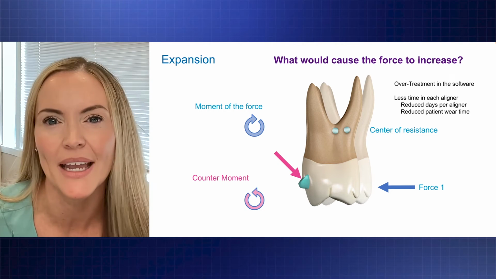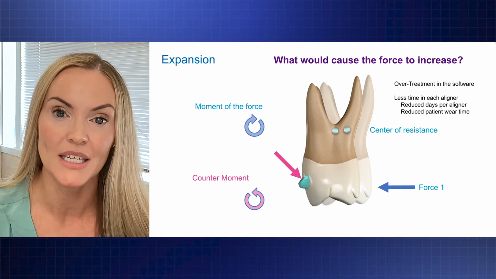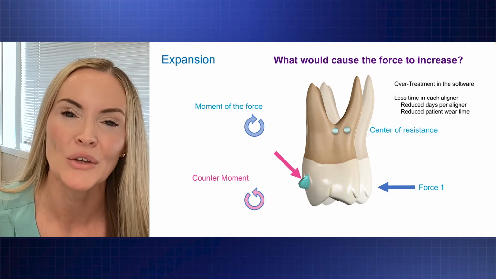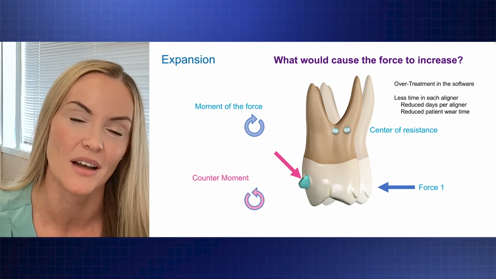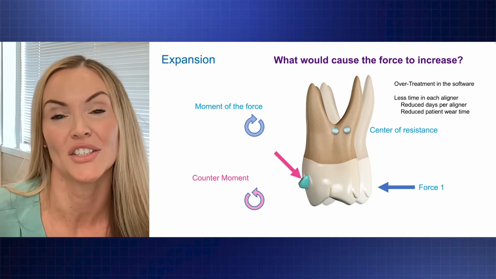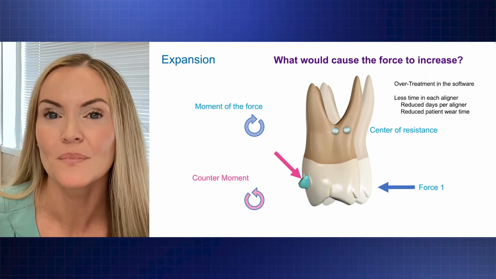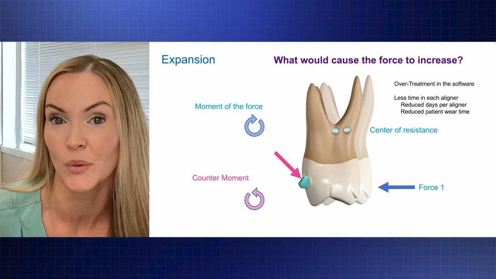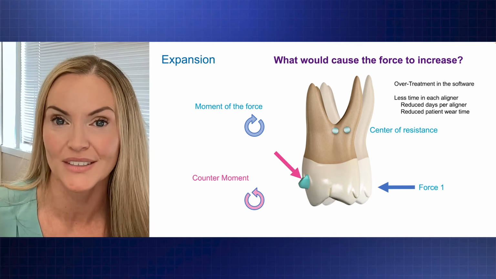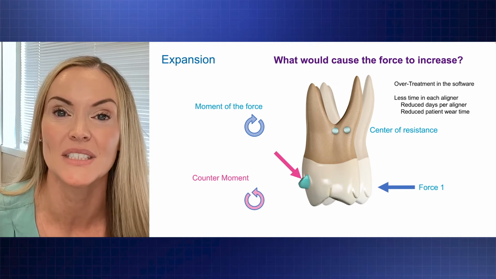So what kinds of things might cause the force from the lingual to increase, to be too high for the counter moment to balance it out? Well, if you build in a lot of over-treatment of expansion in your digital mock-up, you may have a plan where there's just too much force coming from the lingual and there's no way for that torque to keep up. Or if your patient is changing their aligners too quickly, that might cause this, especially if they're not wearing their aligners enough hours. Every time they put that tray in and say, oh, that's tight, that's a force causing those teeth to move buccally.